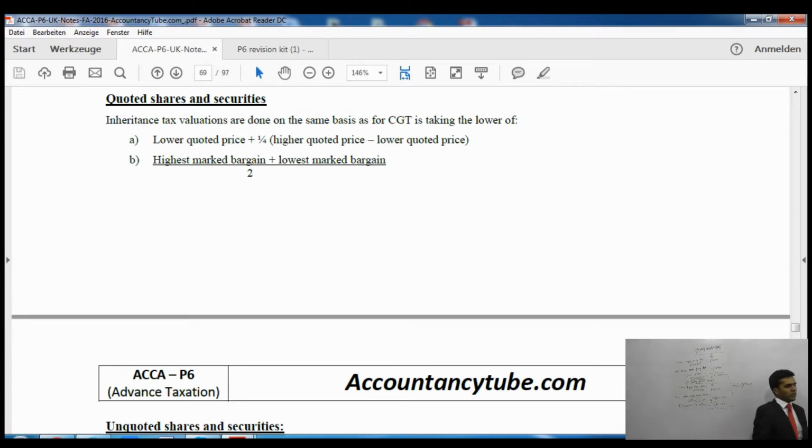Now, in order to calculate the quoted shares value, it is exactly the same way like we do for capital gains tax, except for the small difference as you can see on your screen. So we'll have to take the lower of these two. So lower quoted price plus 1/4 of the difference between higher quoted price and the lower quoted price. If you remember from capital gains tax, it was 1/2 of the difference between higher quoted price and the lower quoted price. Whereas in inheritance tax, it is 1/4, right? So that is the only difference.